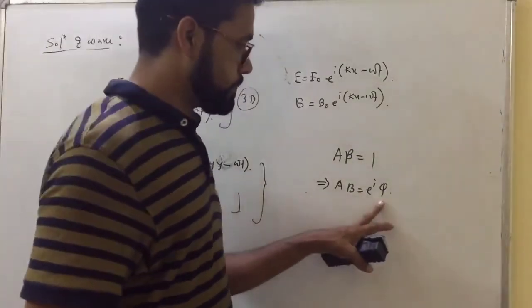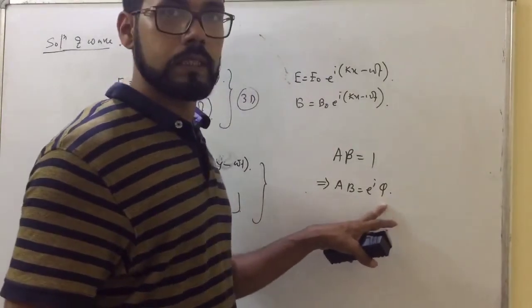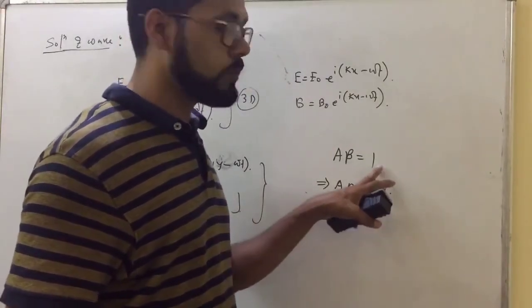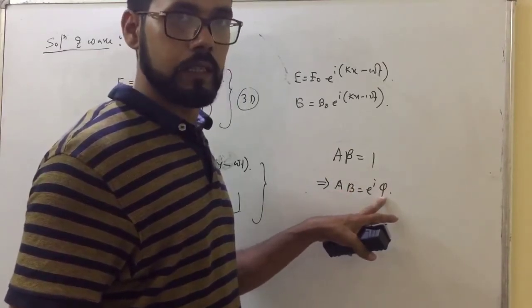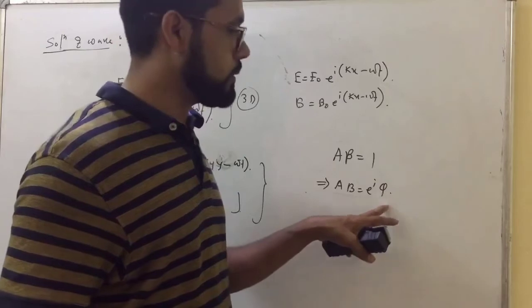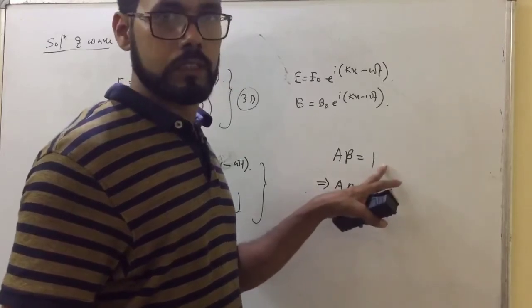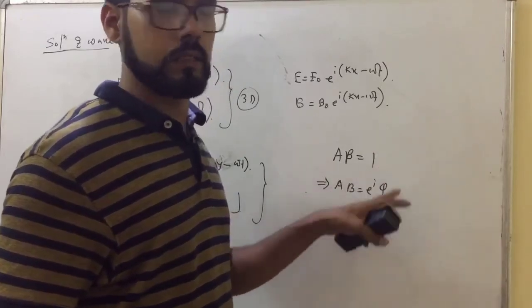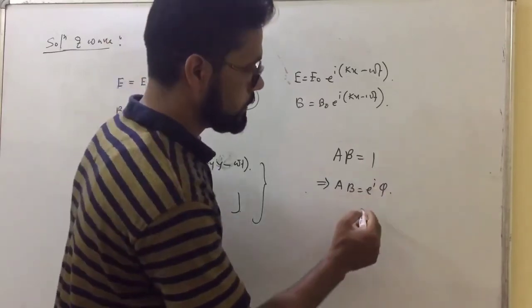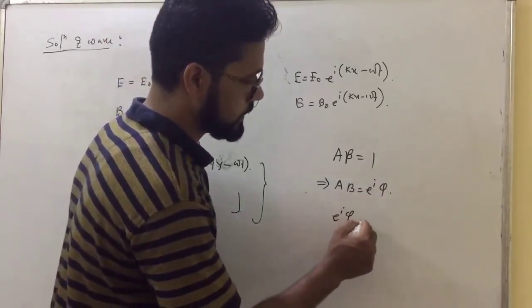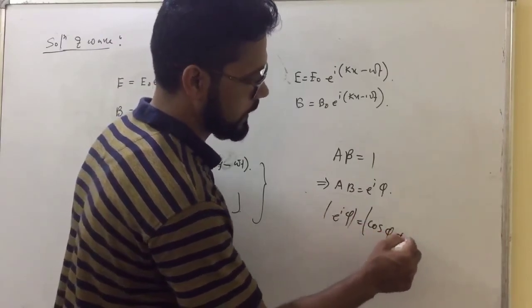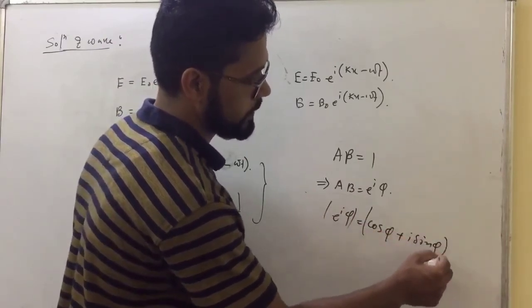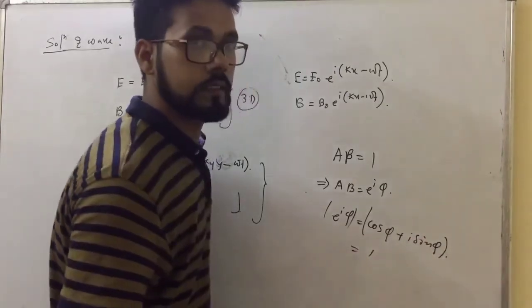And for what value of phi? If phi is 0, then it will be 1. And if it is twice pi, then cos twice pi plus i sin twice pi, where twice pi means 360 degrees. This is the possible angle. Or you can see, if I take the modulus of e to the power i phi, cos phi plus i sin phi equals 1. Is it okay?